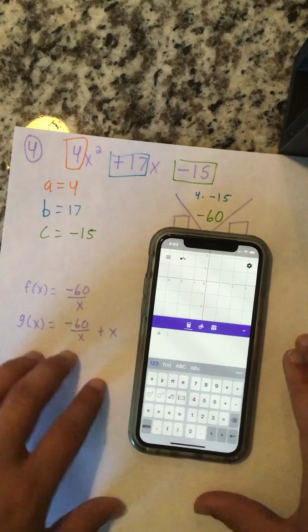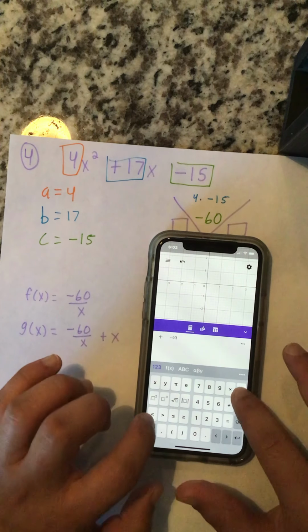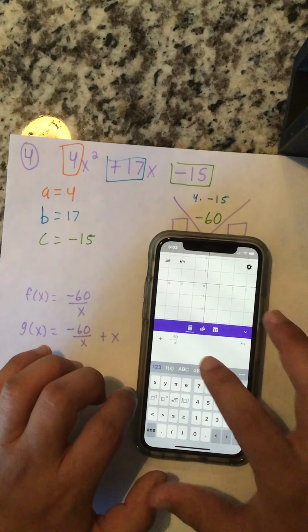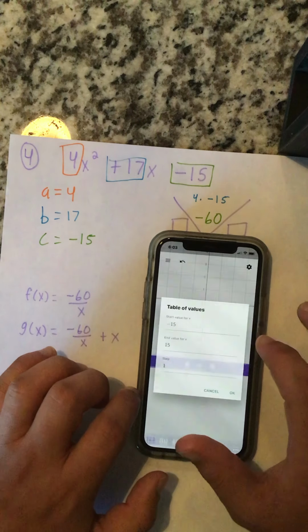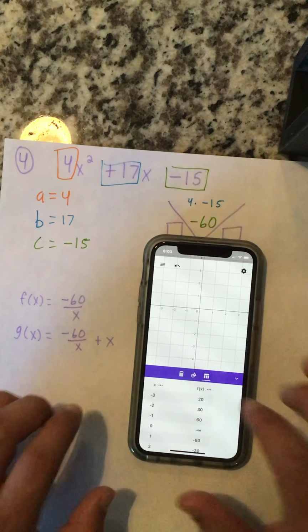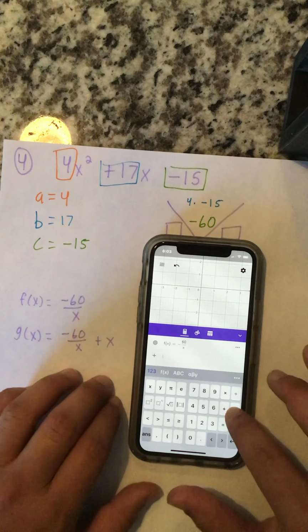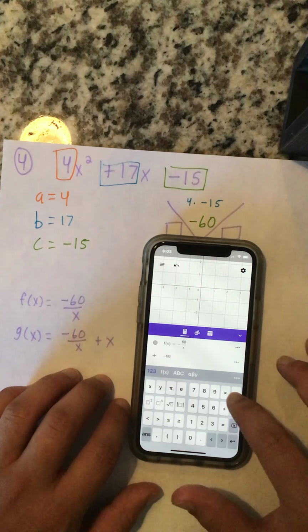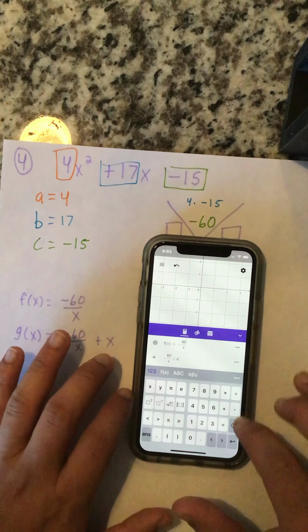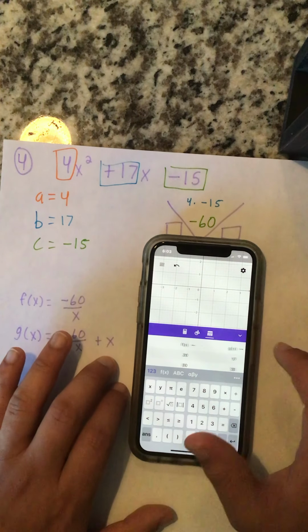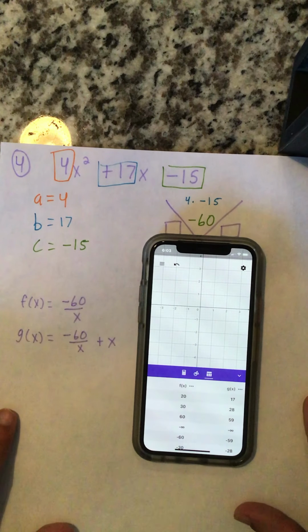Okay, so now f of x is negative 60 over x. Y'all can just fast forward through that part. Messed up there. Second one, negative 60 over x, slide over 1, plus x, 3 dots, table of values. And we're good. Cool, fixed it.